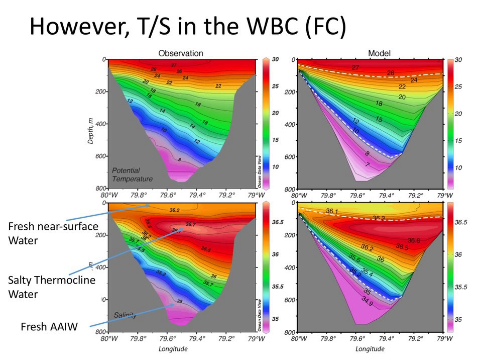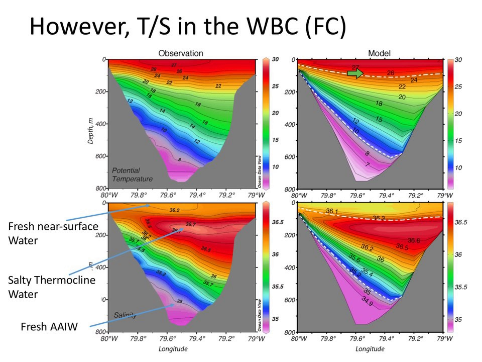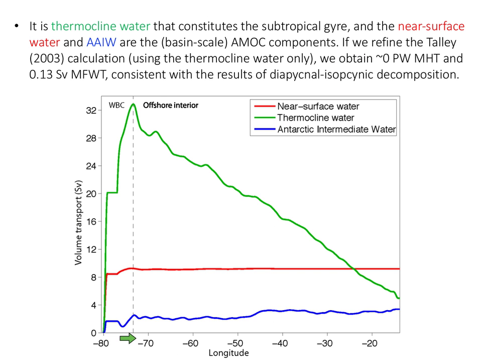But we can also view this from a circulation point of view. So here I separate the basin, the full section, in three layers. One is the near surface layer, and then the thermocline water, and then the Antarctic Intermediate Water.